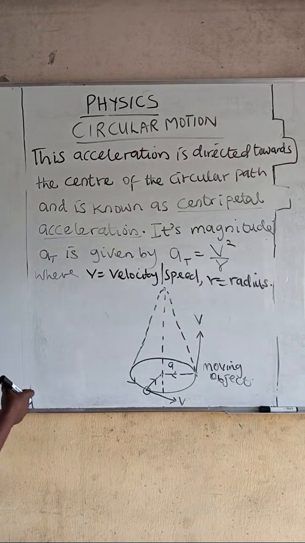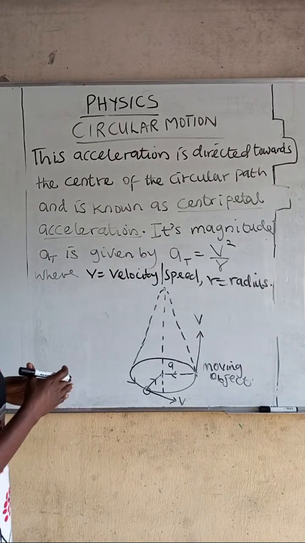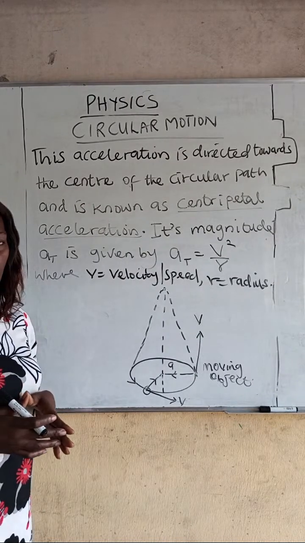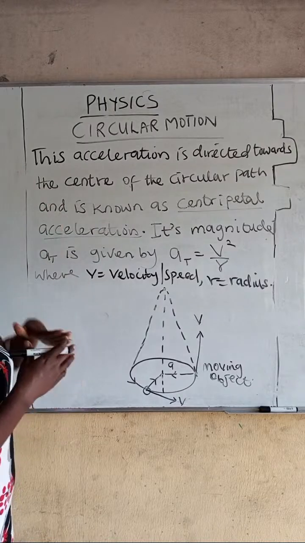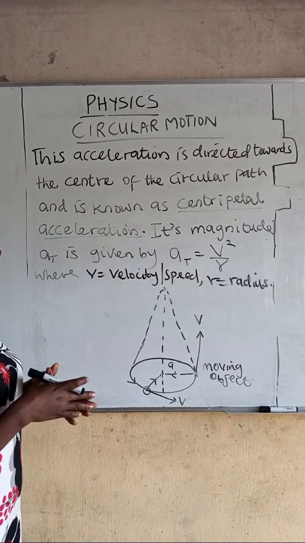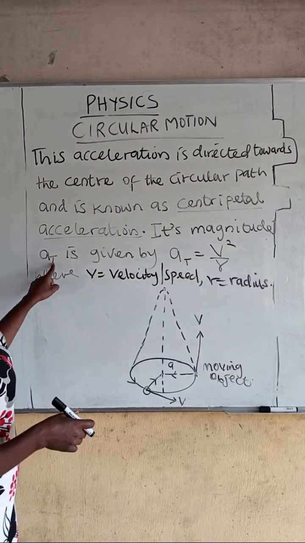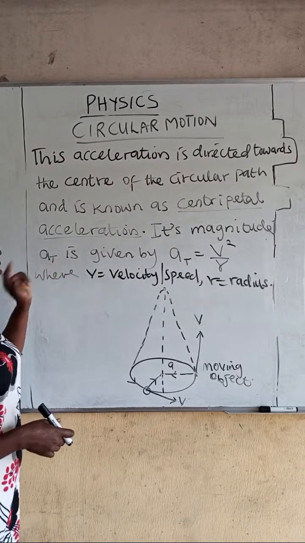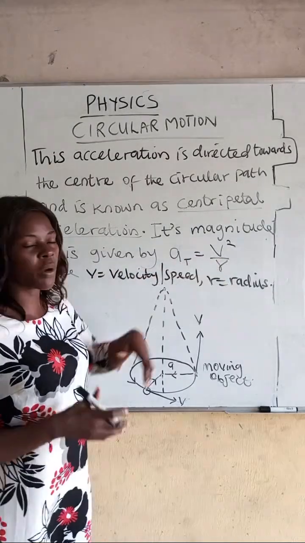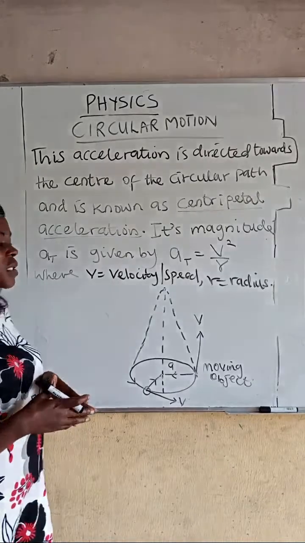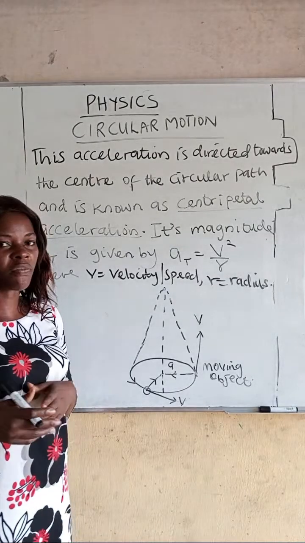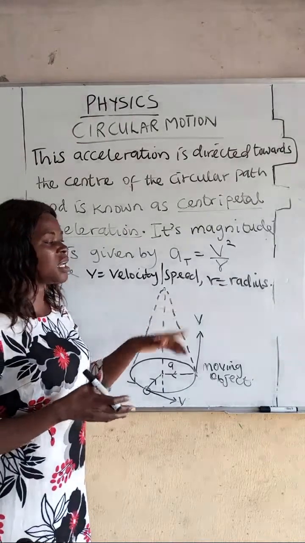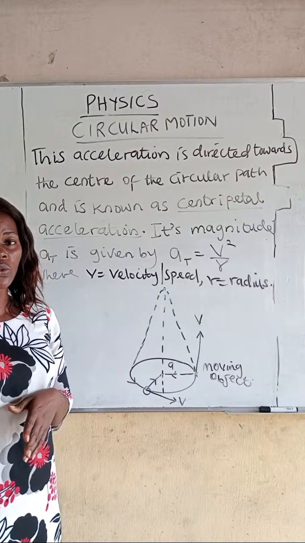This acceleration is directed towards the center of the circular path and is known as centripetal acceleration. Okay, this acceleration that is directed towards the center is known as centripetal acceleration, and its magnitude, where a_c is acceleration with the subscript c for centripetal, is given by v squared over r. The magnitude of centripetal acceleration is v squared over r. What is v? v is velocity, or classified as speed, and r is the radius.